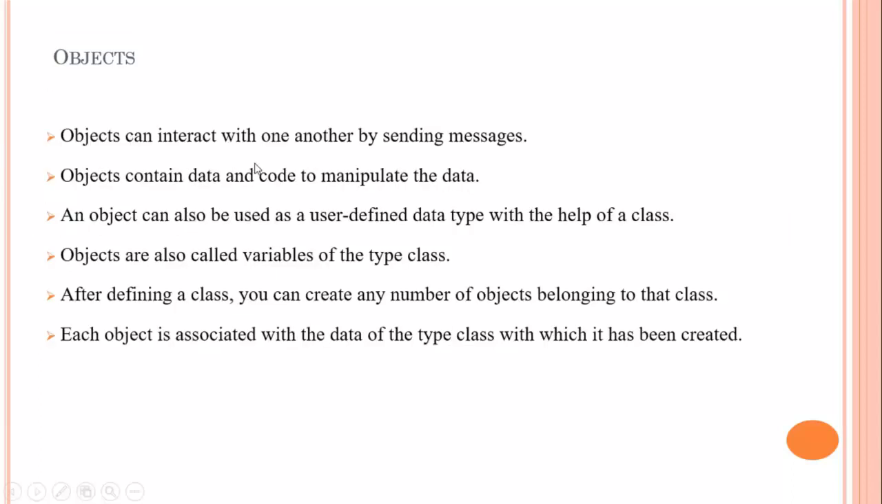Objects can interact with one another by sending messages. Object contains data and code to manipulate the data. An object can also be used as a user defined data type by using class. Objects are also called variables of the type class because objects are created inside the class. After defining a class, you can create a number of objects in that class. Each object is associated with the data of the type class with which it has been created. It means the object will have the same data type that its class has.